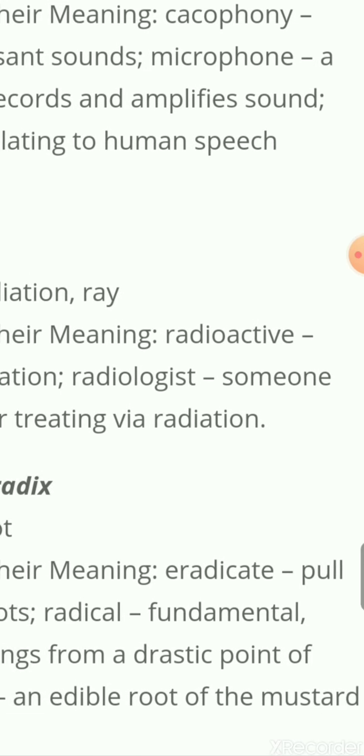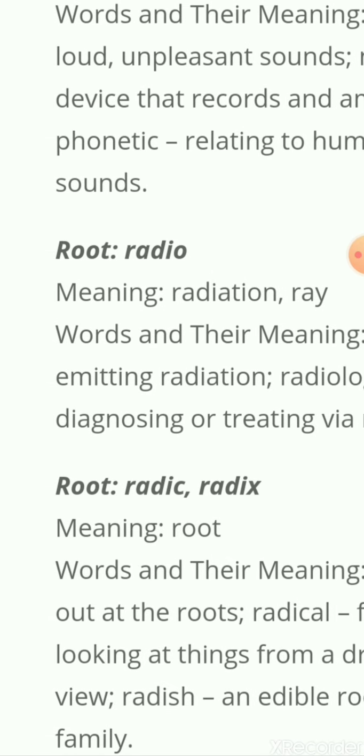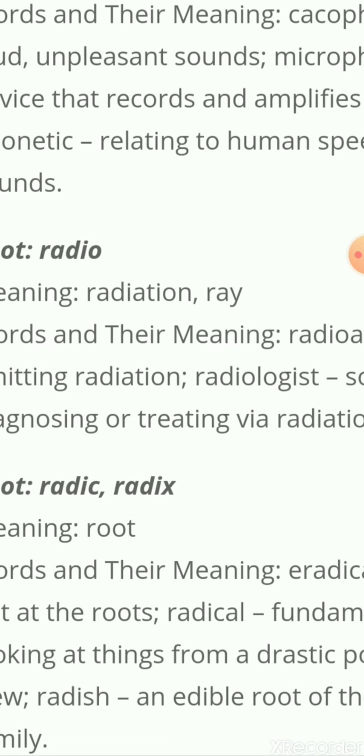Radish, edible root of the mustard family. Radish always under the land area, okay, under the surface, that means the roots. Fine, so radish we are eating. Radish, radic, radix, okay, RAD, it's a root. It meaning again root, something related to the depth.